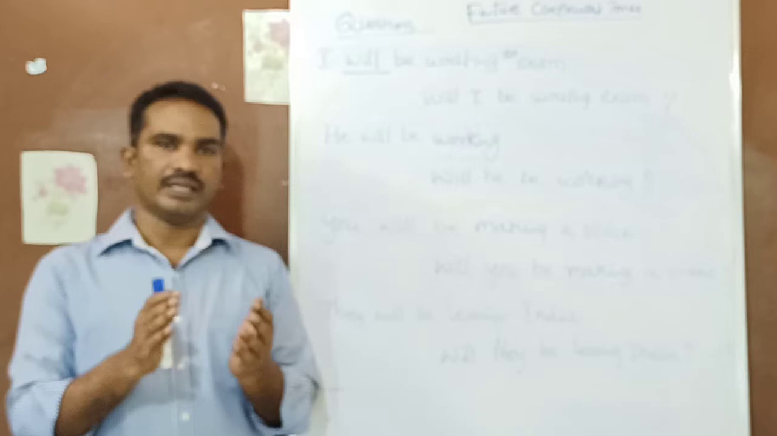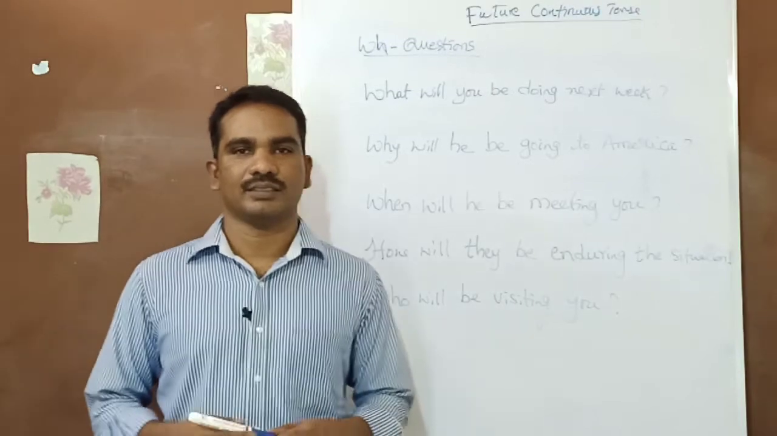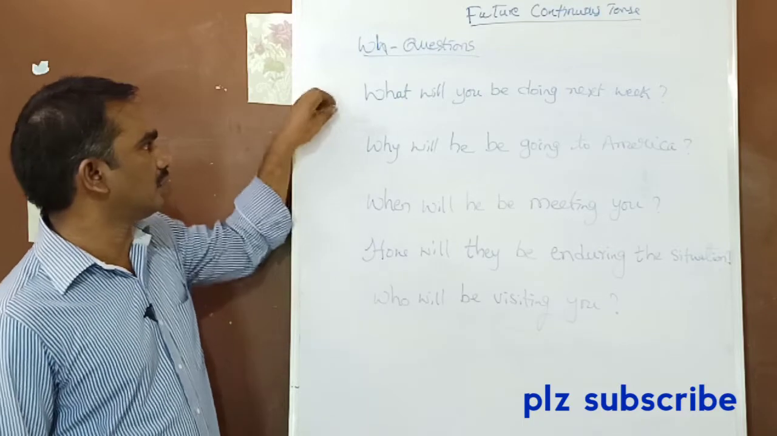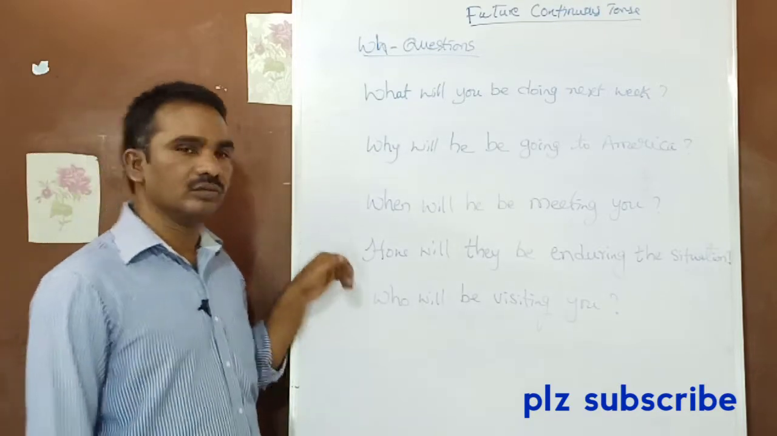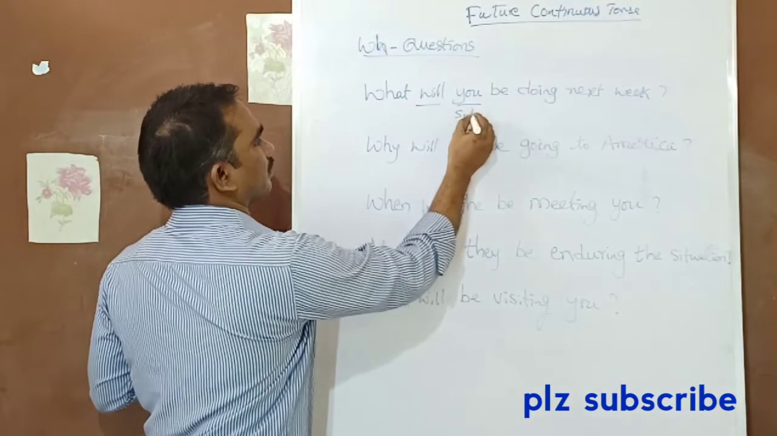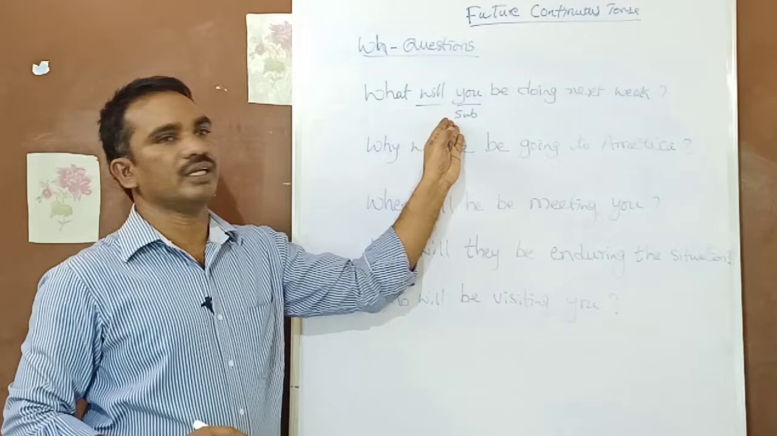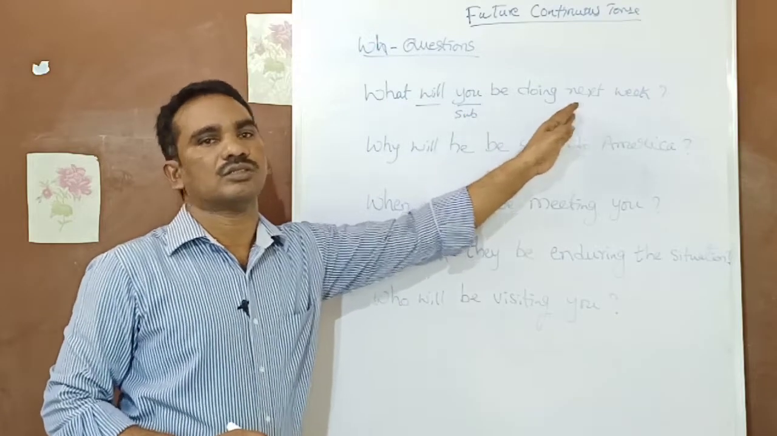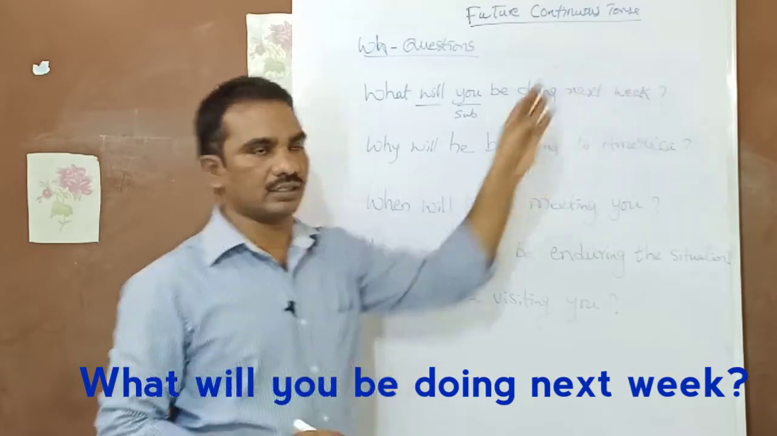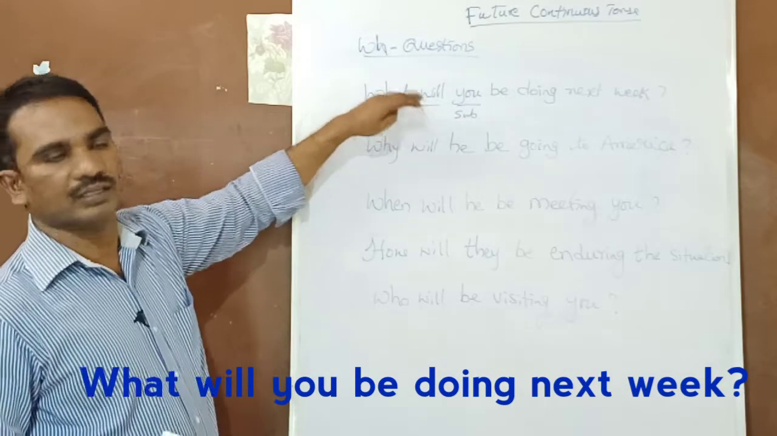And finally, let's move to WH questions. Guys, let's look at WH questions. Okay, how do you make WH questions? Very simple. You start with what, why, when, how, who, right? Followed by will, and then followed by subject plus be and verb form, right? So what will you be doing next week? So you can add anything here: next year, next month, etc. Okay, what will you be doing next month, right?